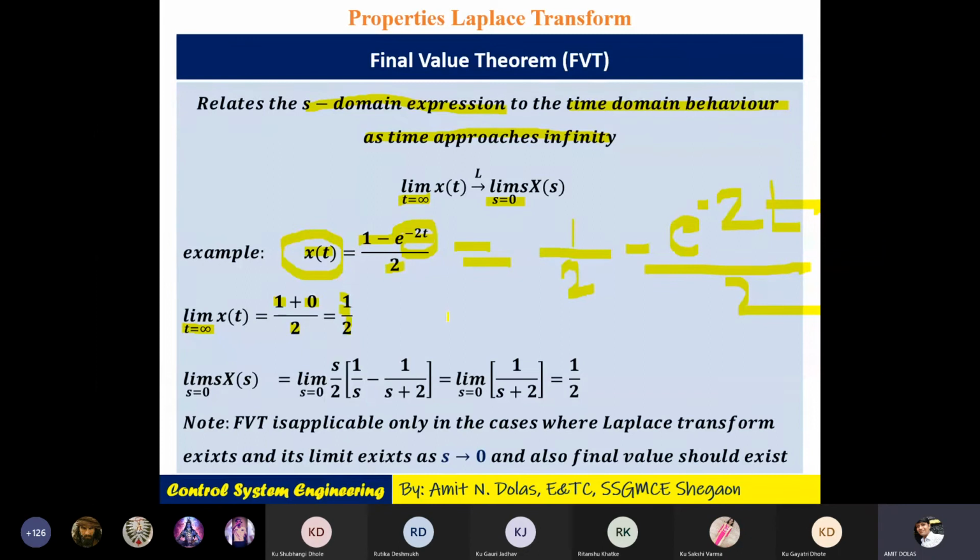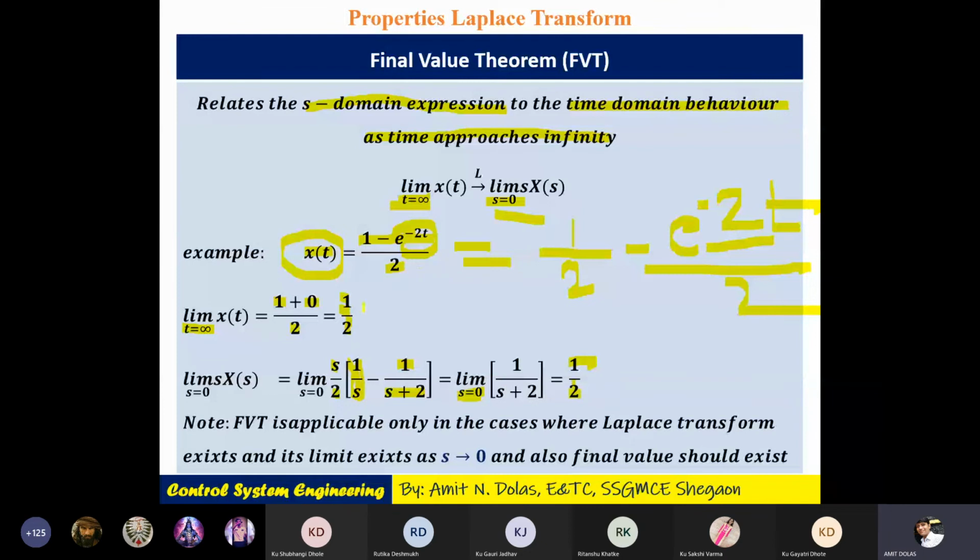And what is e raised to power 2? This is the Laplace transform of a constant value 1. And what is the Laplace transform of e raised to power minus 2t? It is 1 upon s plus 2. And this is the 2 which we have taken outside. So now here we took the limit t tends to infinity, so s tends to 0. After putting the limit 0, it is again half.